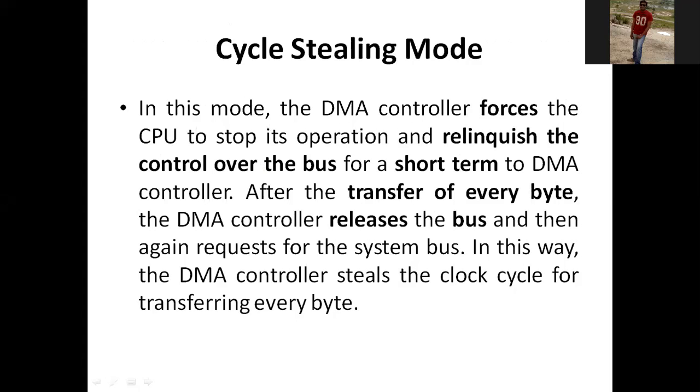So what is this cycle stealing mode? The simple thing: the DMA controller will have one clock cycle and the microprocessor will have one clock cycle. So 2 clock cycles we are using, one for the DMA controller and one for the microprocessor. In this process, alternately they will transfer the data. First byte the processor will transfer and the second byte the DMA controller will transfer. Again the turn goes to the processor for 1 byte and the DMA controller takes 1 byte, and in the same way this keeps going in a loop.